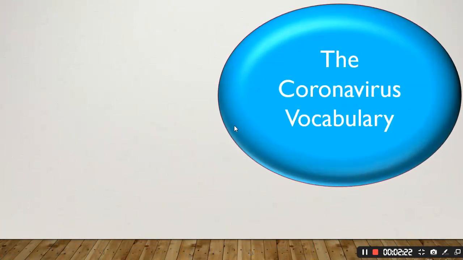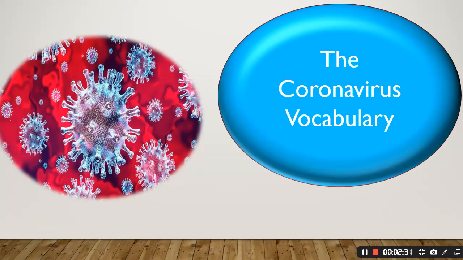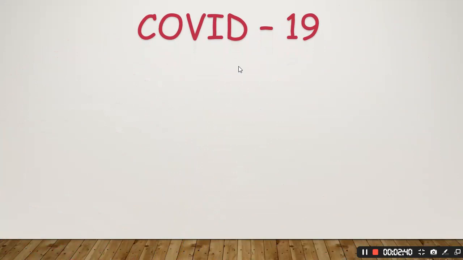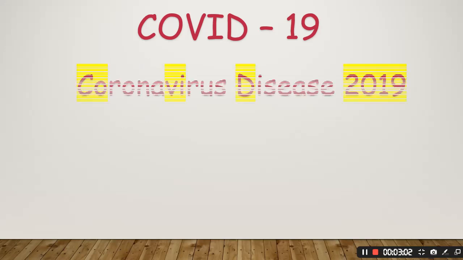This is the topic of our PowerPoint, the coronavirus vocabulary. Okay. First of all, COVID-19. COVID-19 is the official name of this illness. This is the official name in the media. COVID is an acronym, an abbreviation of letters from several words. Like this: Coronavirus disease 19. Okay, taken from the date. Coronavirus disease 19. This is the origin of the name COVID, which, as I told you, is the official name.